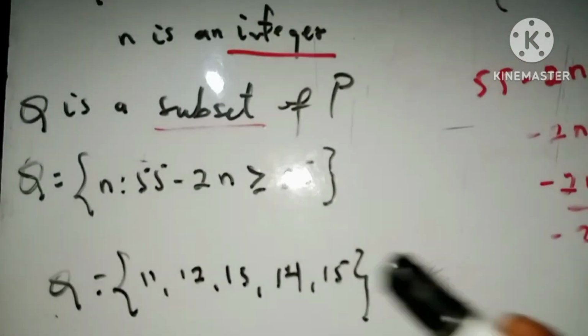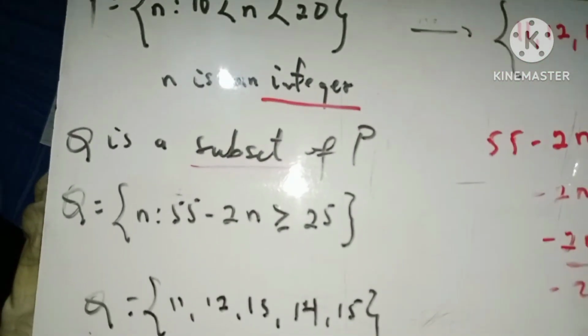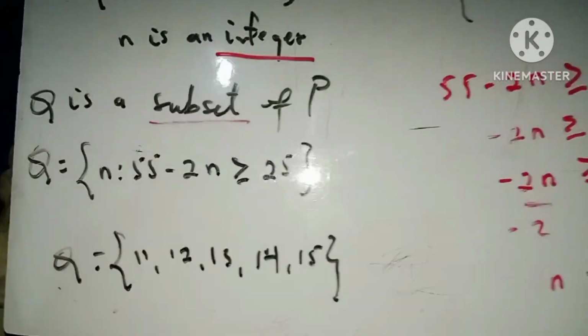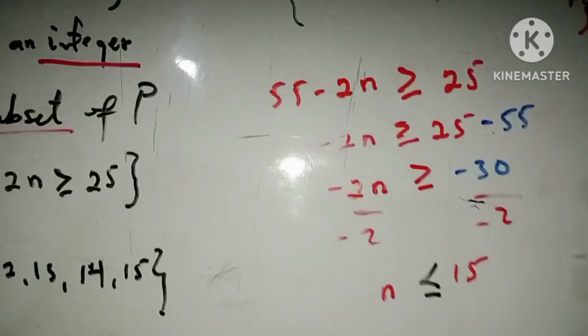As I said, someone can choose to plug in the values of the n into this inequality and verify, and that is okay. I believe that this is the simplest way to go about it.